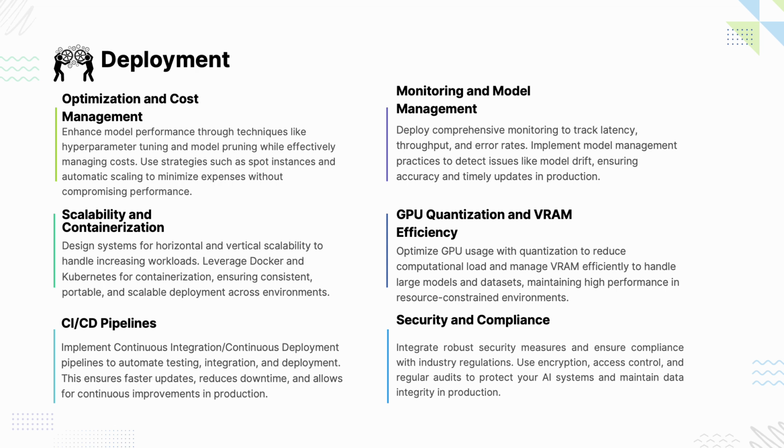Next, let's talk about scalability and containerization. As your generative AI applications grow, they need to handle increasing workloads without a hitch. Scalability ensures that your system can expand smoothly using techniques like horizontal scaling and load balancing. Containerization, with tools like Docker and Kubernetes, makes sure that your AI models can be deployed consistently across different environments. This means whether you are deploying on the cloud or on premises, your model will work seamlessly, allowing for easier management and faster scaling.